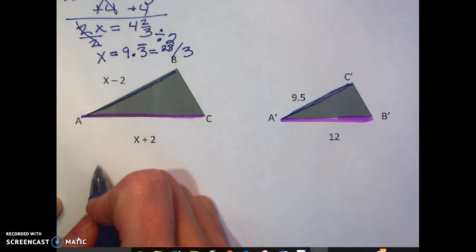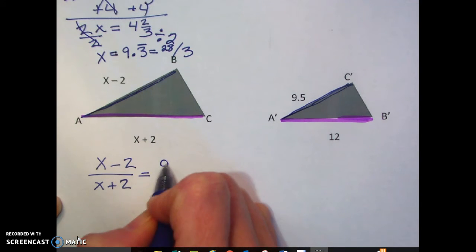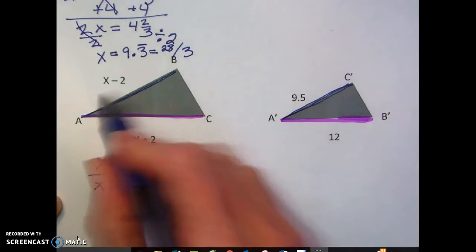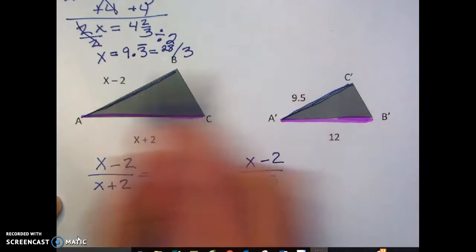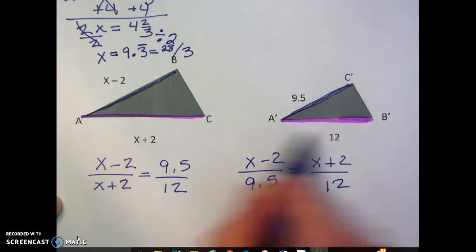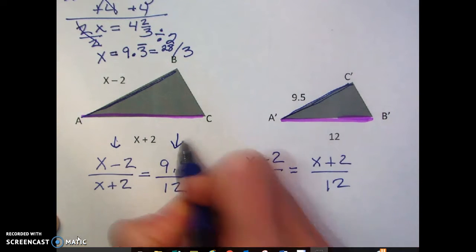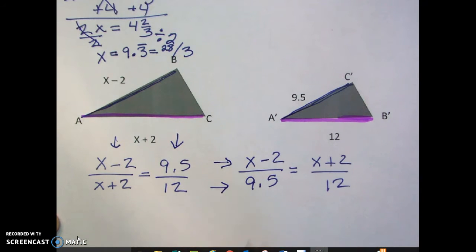So here's a couple ways you could set this up. X minus 2 over x plus 2 equals 9.5 over 12. Or you could set it up as x minus 2 over 9.5 because those sides pair. And then x plus 2 over 12 because those sides pair. Notice here, both of these come from the same triangle, both of these come from the same triangle. So whichever way you set this up, you're going to cross multiply.